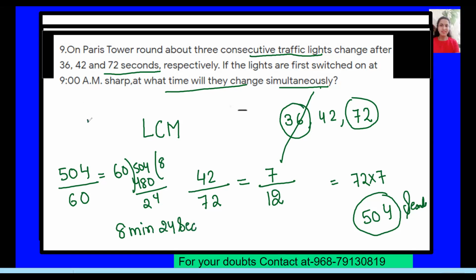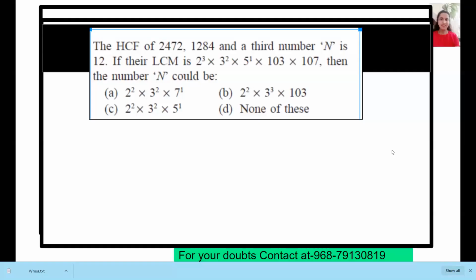So it will come at 9:08 minutes 24 seconds, and that would be our answer. This is how we have to solve this question. Now see this question very carefully. It's given the SCF of 2472, 1284 and a third number n is 12. SCF is given as 12 and their LCM is given.